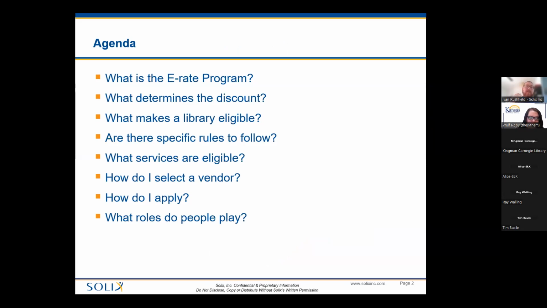We have an agenda, and these are the questions we would like to answer. What the E-rate program is, what determines the discount you get from the E-rate program, what makes a library eligible under E-rate, if there are any specific rules to follow, what services are eligible, how to select a vendor, how to actually apply for E-rate grants, and what roles do people play in this whole E-rate process.